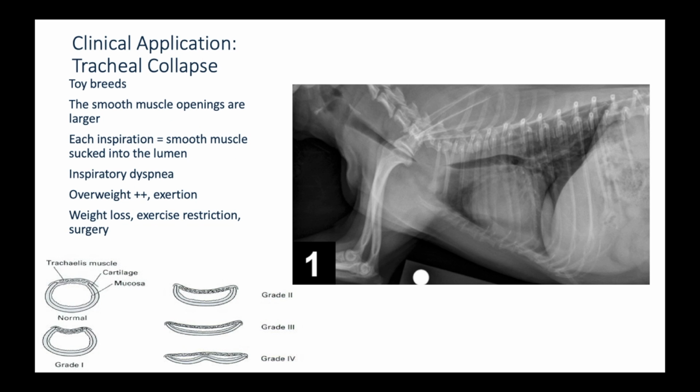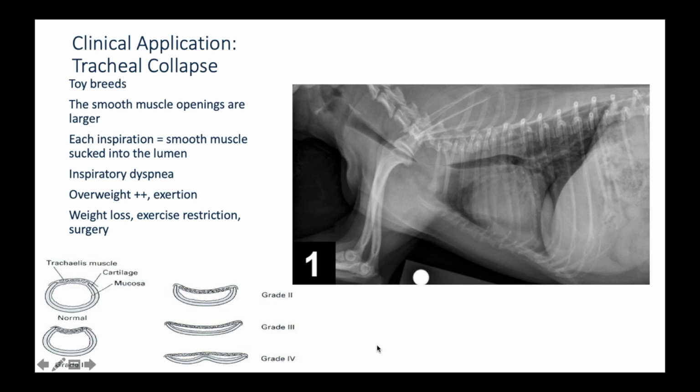So not quite a full circle. So with this, we can get some clinical abnormalities. Tracheal collapse is a clinical application. So when we look at the trachea, down here we've got normal trachea with C-shaped cartilage and then a pretty taut, smooth muscle layer. And then we start getting collapse. So this is grade 1 level of collapse, grade 2, grade 3, and of course grade 4.